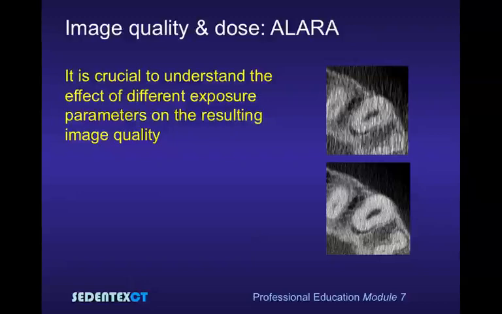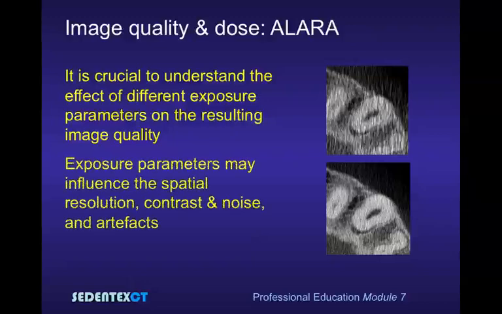So far, we've concentrated very much on the influence of these exposure factors on radiation dose. But we should never consider dose in isolation. We also have to consider quality, and it's crucial to understand the effect of different exposure parameters on the resulting image quality. Exposure parameters may influence the spatial resolution, the contrast, and the noise in the image, as well as artifacts.